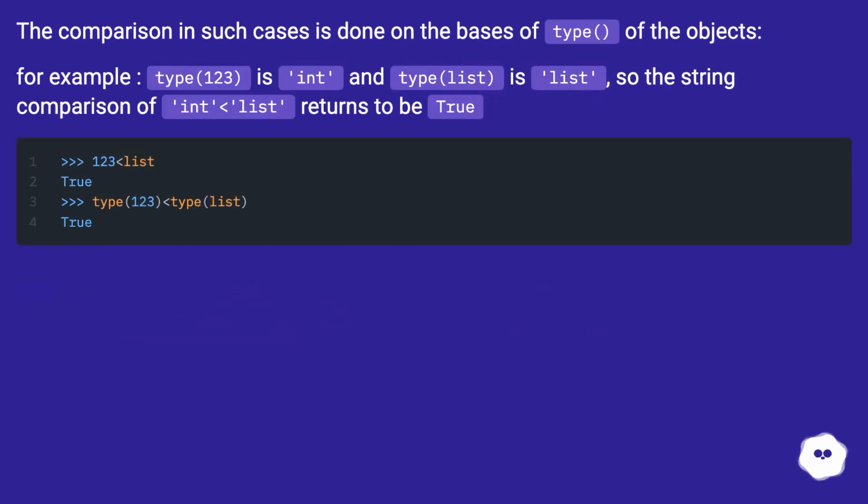The comparison in such cases is done on the basis of the type of the objects. For example, type of 123 is int and type of list is list, so the string comparison of 'int' < 'list' returns true.